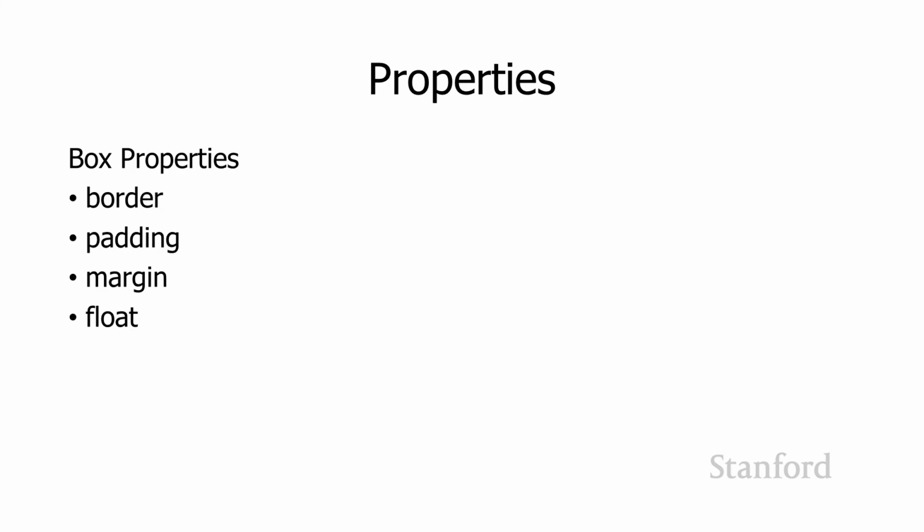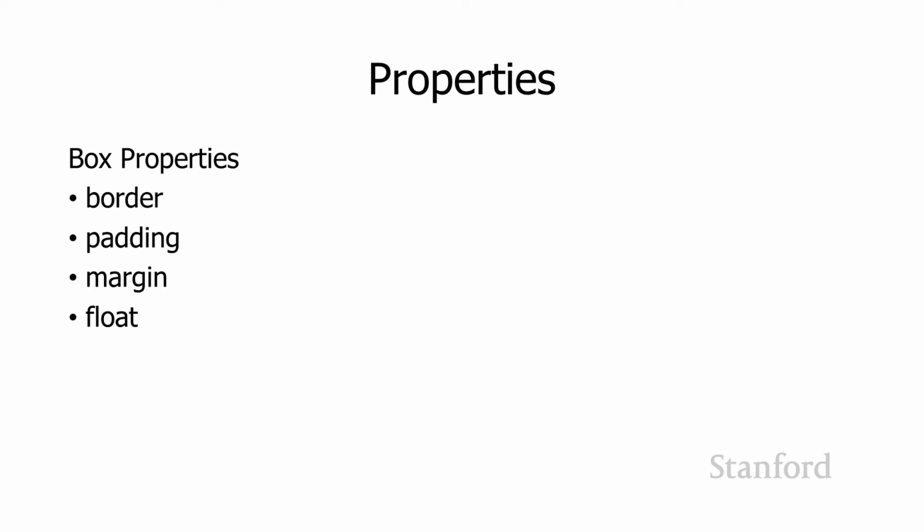Okay, another set of properties are the box properties. These are used to create borders around elements. So you can create the border itself. You can also control the spacing between the element and the border and control the spacing between the border and the surrounding elements. We're going to go over this in more detail when I show you how to create images and put images on your web page.